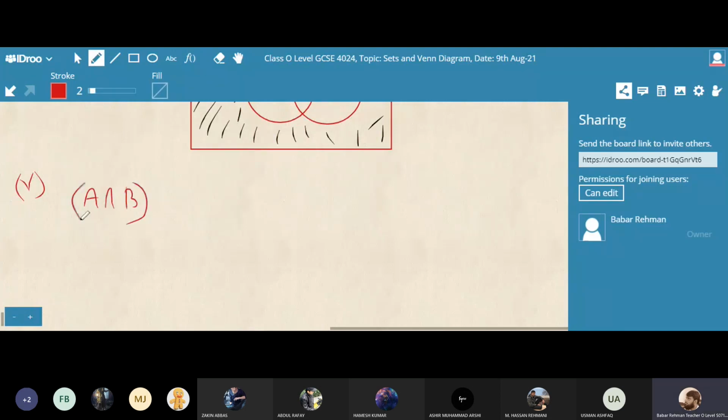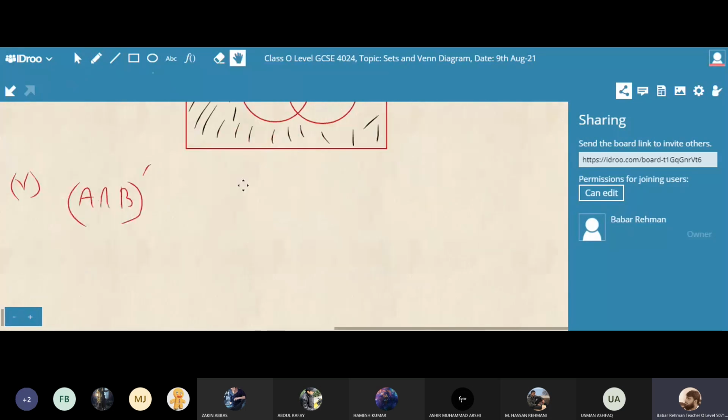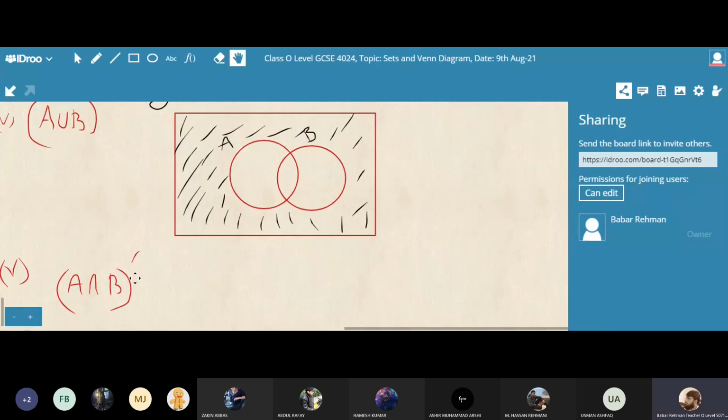Okay. How can we shade this? With the help of previous examples, please draw this diagram, and I will be waiting for you. You have 2 minutes. All of you, please draw the diagram and then tell me. Okay? You have 2 minutes. Sir, in this diagram in A and B, the common part will be shaded.